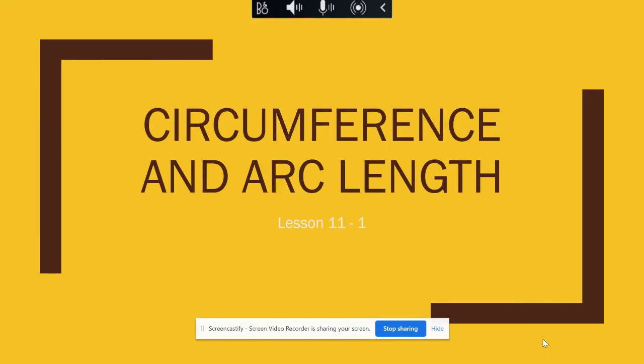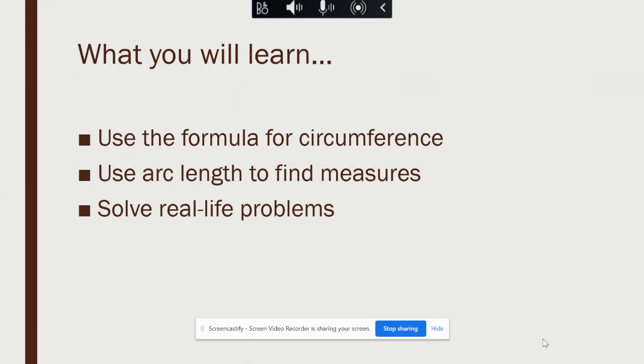So we're going to talk about circumference and arc length. Talking about circles, we're going to use the formula for circumference. Hopefully you already know that; we're just going to use it. And then we're going to use the arc length to find measures, and we're going to solve some real life problems.